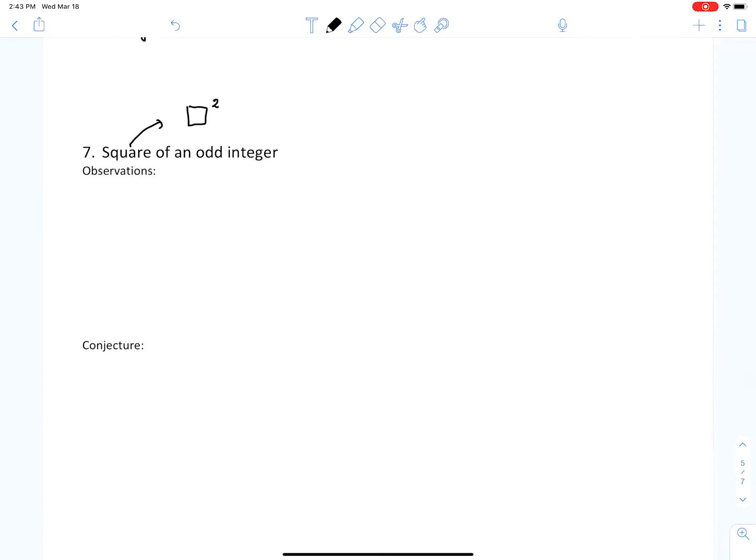Example number 7, the square of an odd integer. So let's look at our integers: -5, -3, -1, 1, 3, 5, and we can keep going. So let's take a number, -5, square it. -5 times -5 is positive 25. Let me take another random one. -1 squared is -1 times -1, which is positive 1. If I take 3 squared, I get 9.